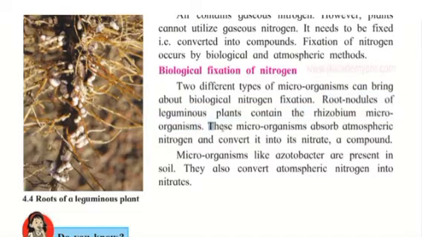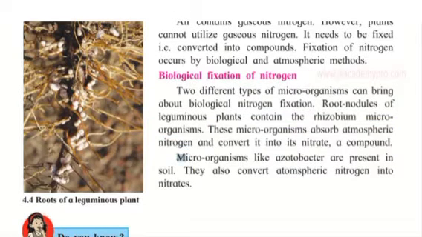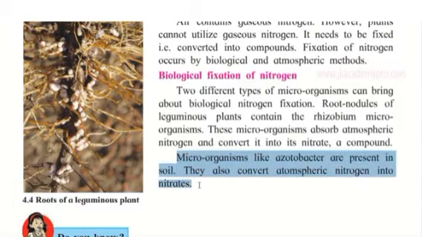Now let's see, these microorganisms absorb atmospheric nitrogen and convert it into nitrate, a compound. So that is how the nitrogen is absorbed by the plants. Now, microorganisms like azotobacter are present in the soil, and they also convert atmospheric nitrogen into nitrates.